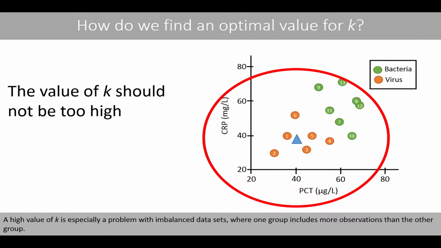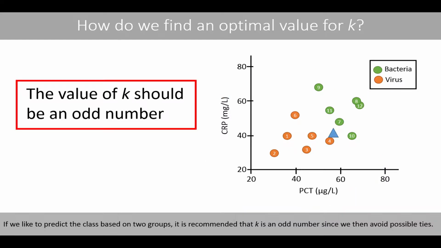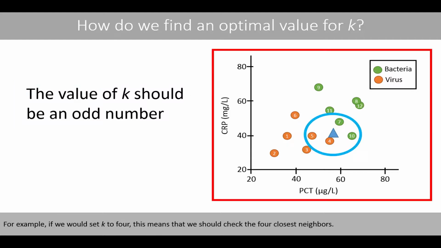A high value of k is especially a problem with imbalanced datasets, where one group includes more observations than the other group. If we like to predict the class based on two groups, it is recommended that k is an odd number, since we then avoid possible ties. For example, if we would set k to 4, this means that we should check the 4 closest neighbors.